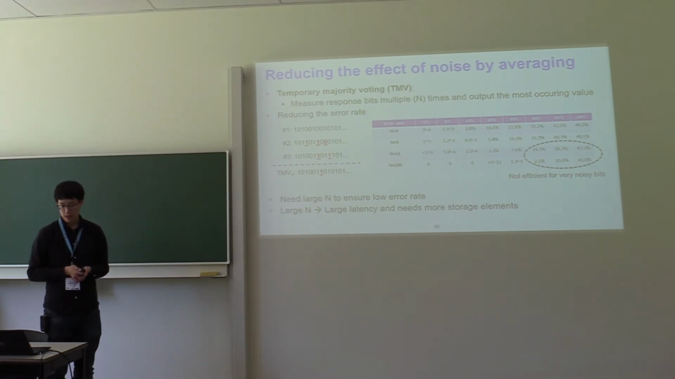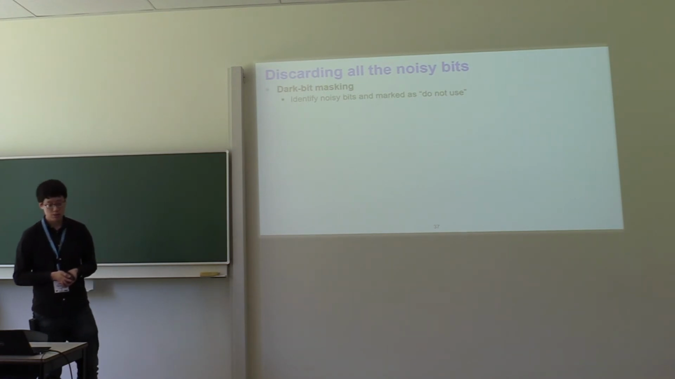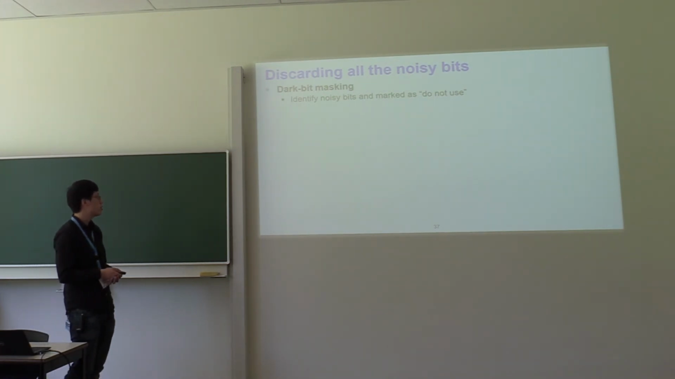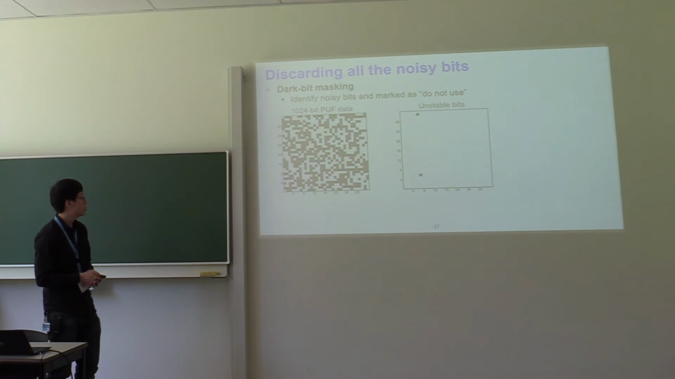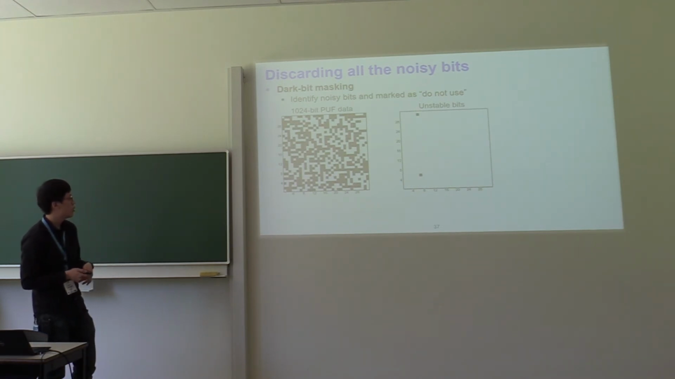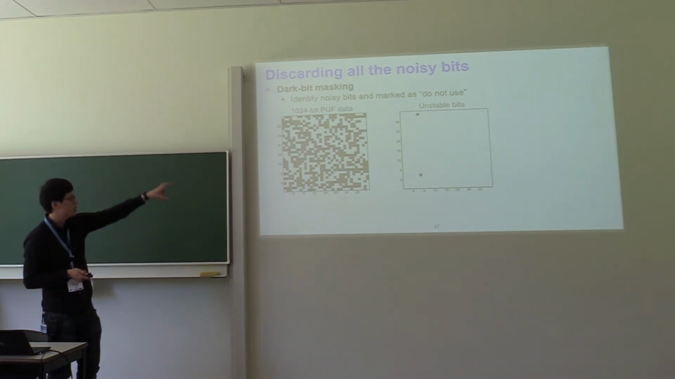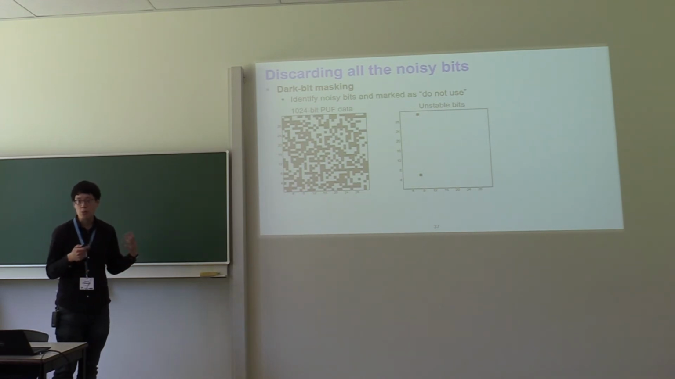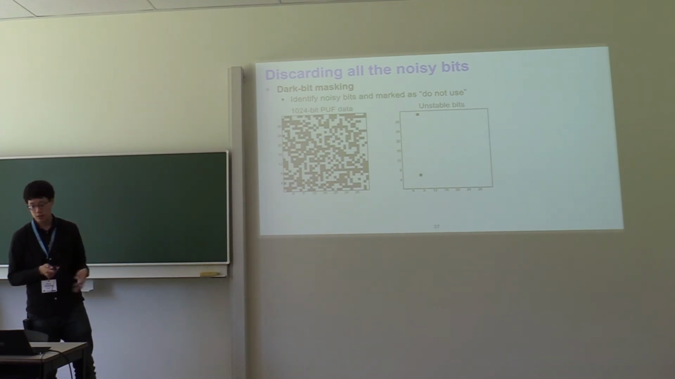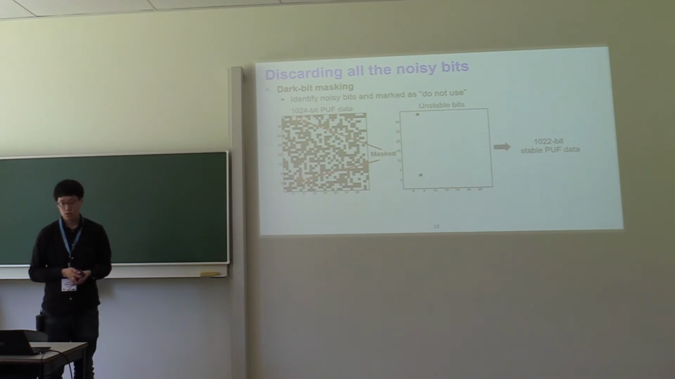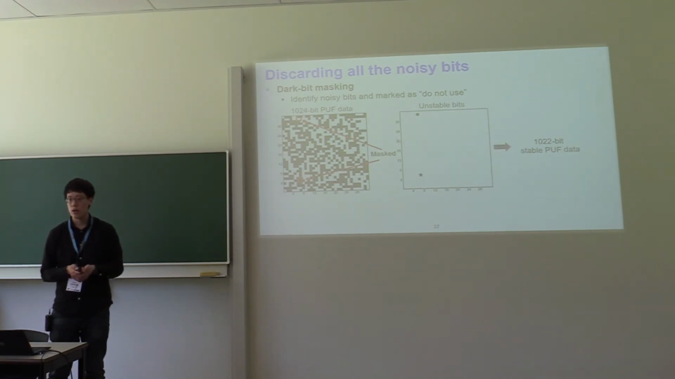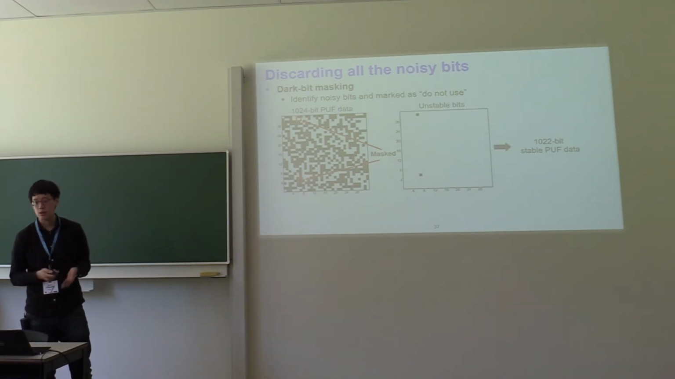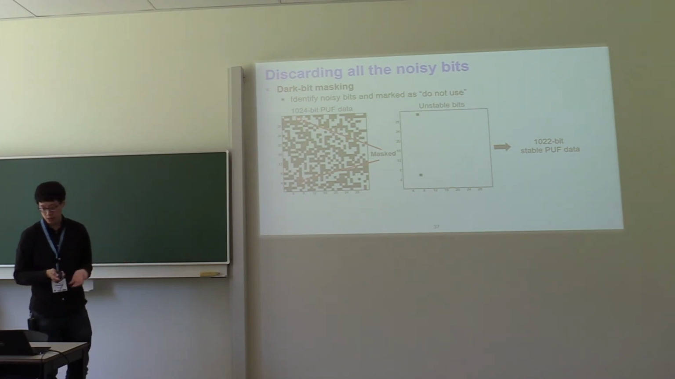The next concept is to discard all the noisy bits, so-called masking. As you see here, in the example of 1 kilobit PUF data, there are 2 unstable bits. We mark the position of these 2 unstable bits, and later on you will just get 1022 bits of stable PUF data out.